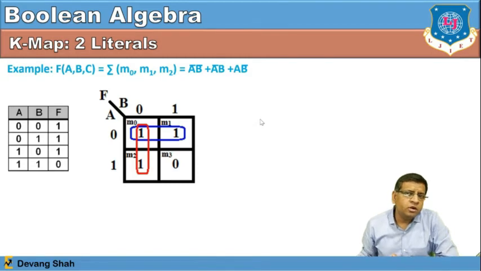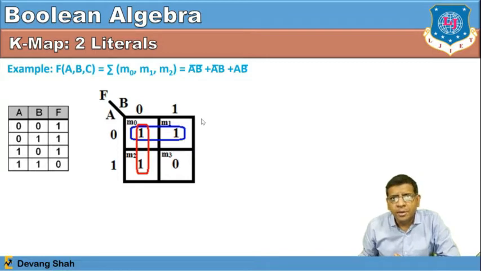Once you make the group of ones, you can see there is one group drawn in blue color, covering both the 1 1 positions of row 1. That means here there is no importance of B.